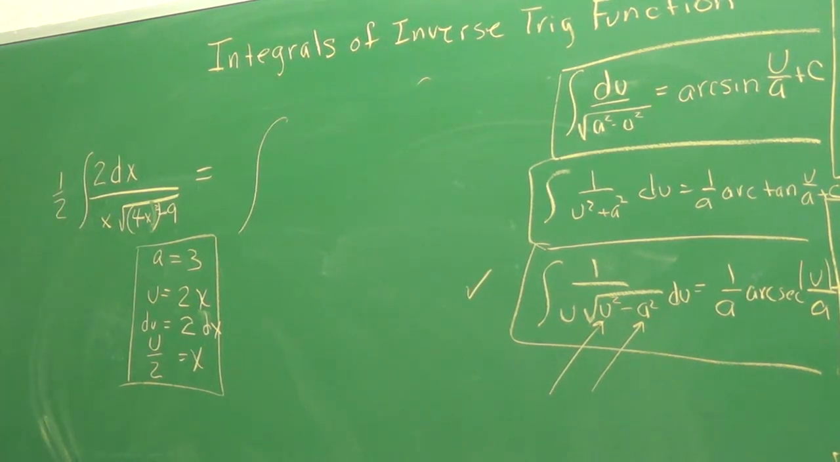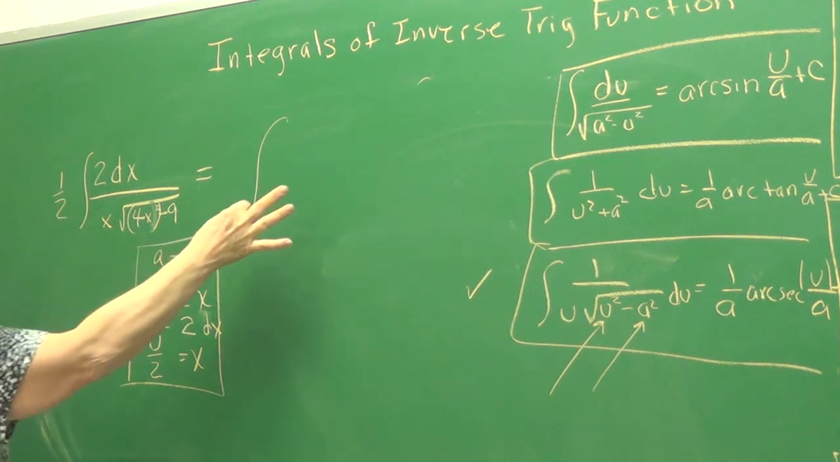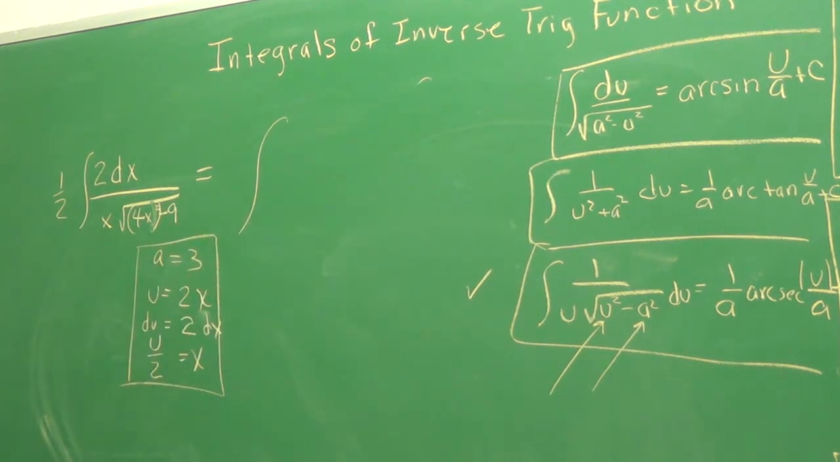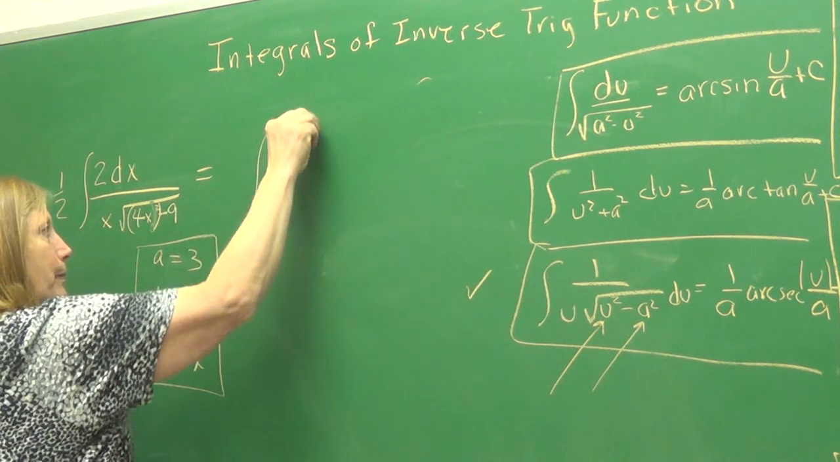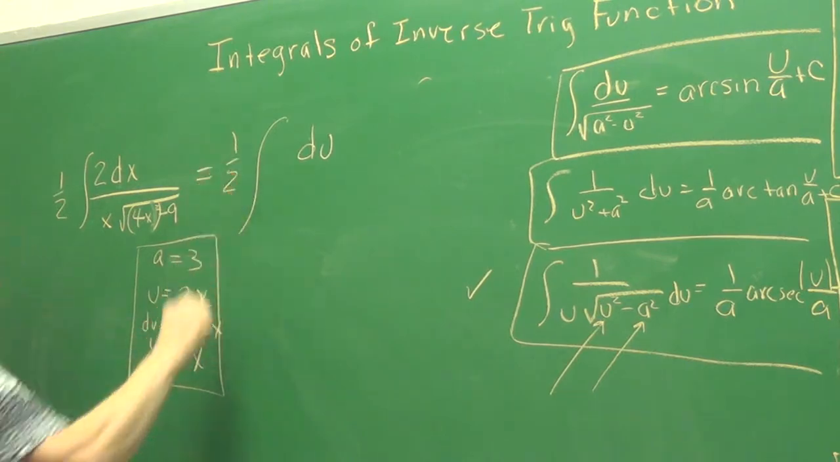All right, so now I don't tend to go back and write it all in U, but I will for training purposes. So 2 dx is your du. This pal. 1/2 is time. All right. Yeah. All right, go ahead.